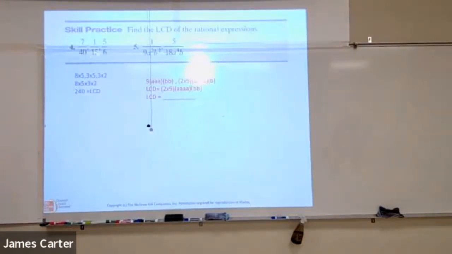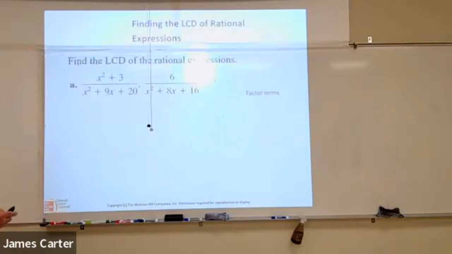Okay, this one. Here are the multiples of that. Here are the multiples of that. Here are the multiples of this. Okay, the highest power business. 8 is 2 to the third. Right? So anyway, you get 240. What about this one? 9 goes into 18, so it's going to be 18.